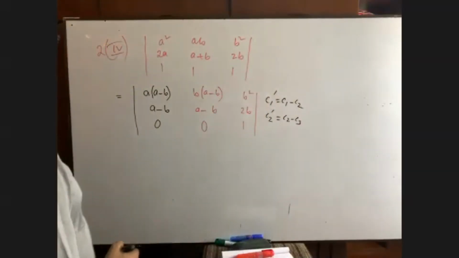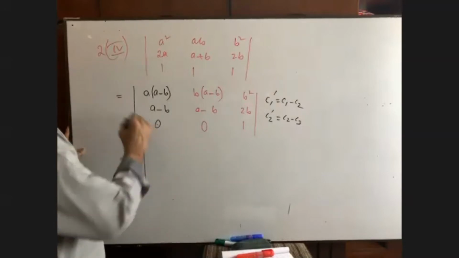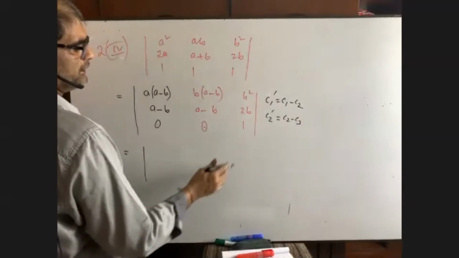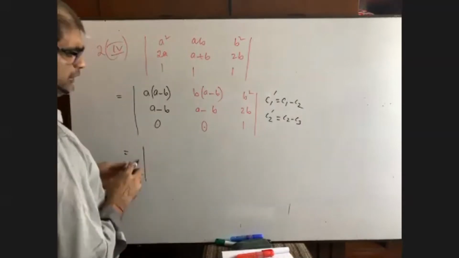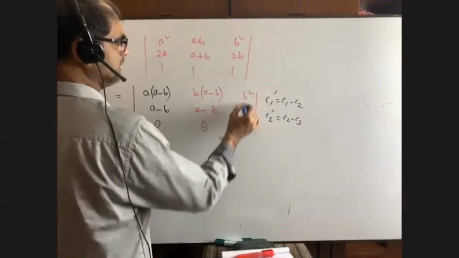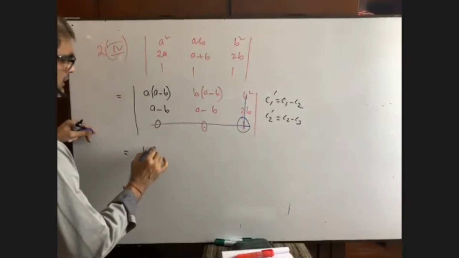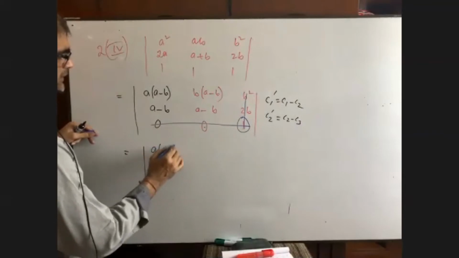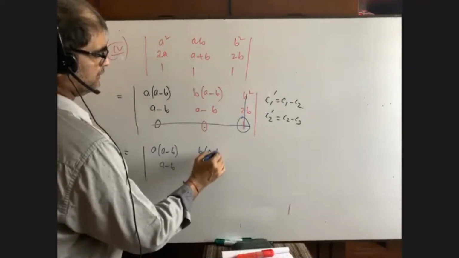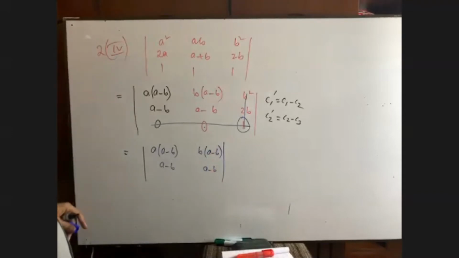Okay. Now you see here, if we consider this 0, all will be 0. If we consider this 0, all will be 0. If we consider 1, here it is positive. So we are going to consider this one now. So this and this will be omitted. So we will be left with A into A minus B by A minus B, then B into A minus B by A minus B. Now the math has been very easy.